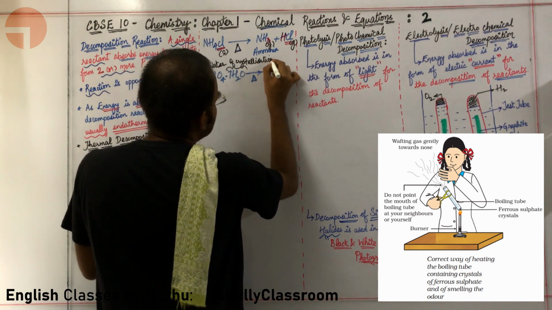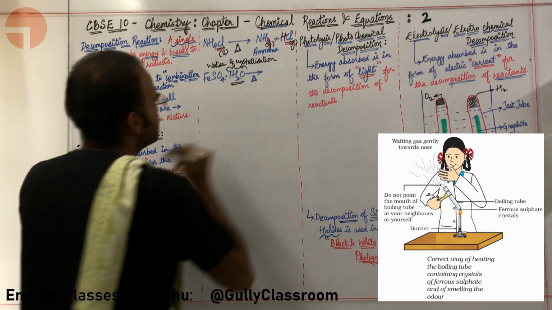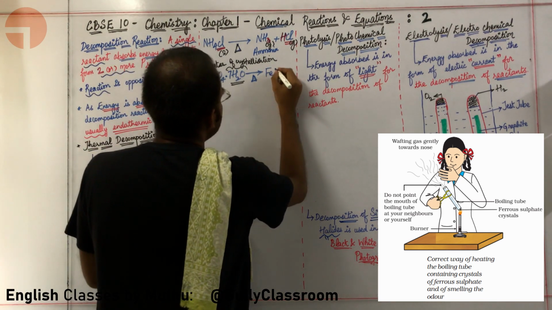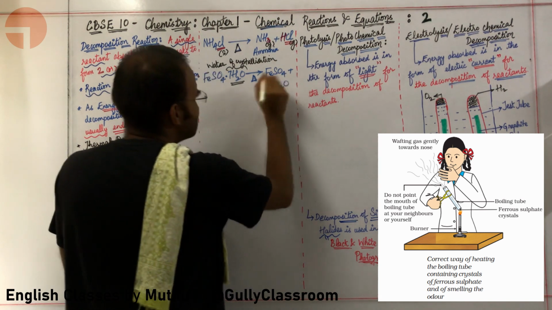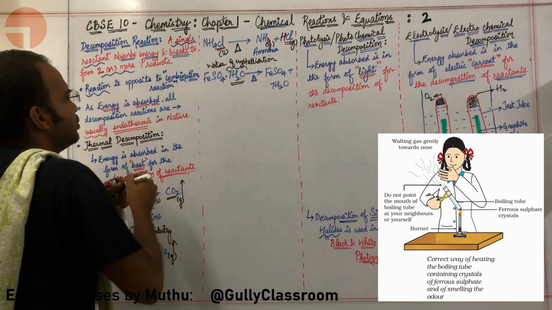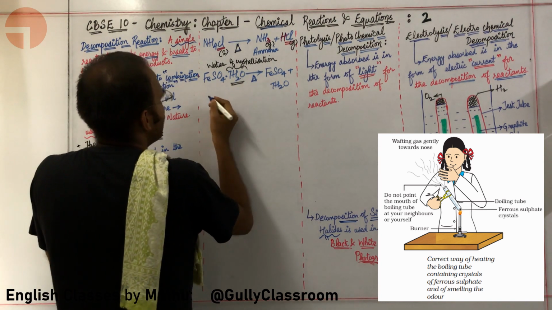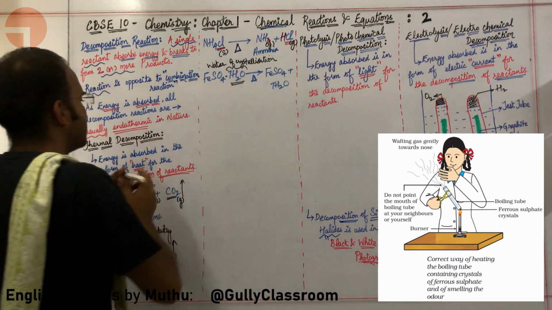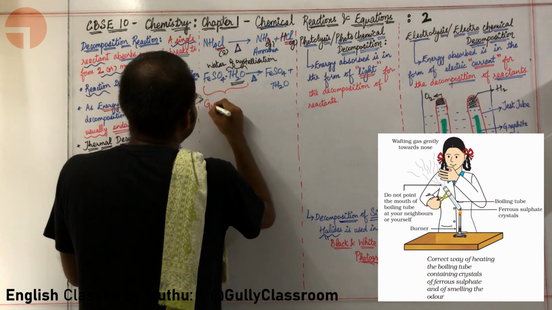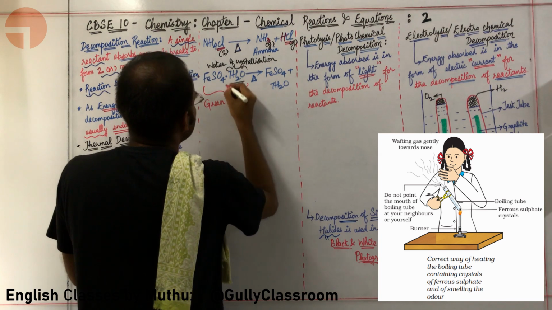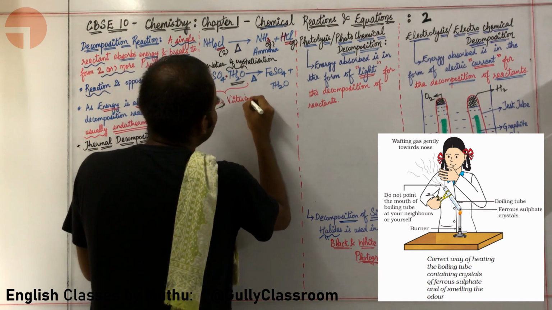On heating, this water of crystallization is simply sent outside. So FeSO4 plus 7H2O, but still you are going to give heat. You are not going to allow this reaction as it is. What is the speciality of this particular reaction? FeSO4 is green in color. In fact, FeSO4 dot 7H2O is called green vitriol.